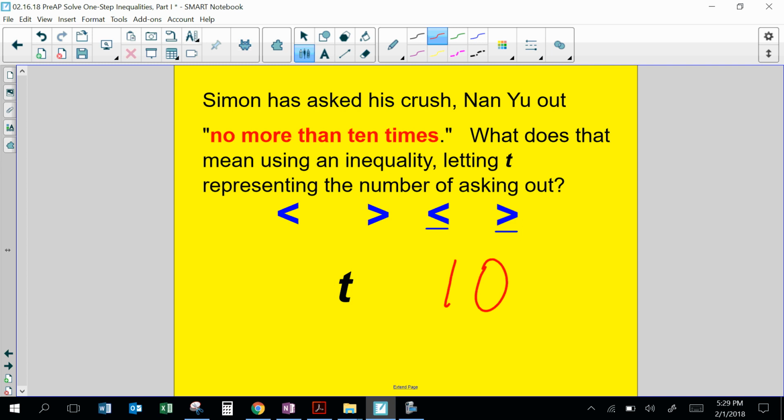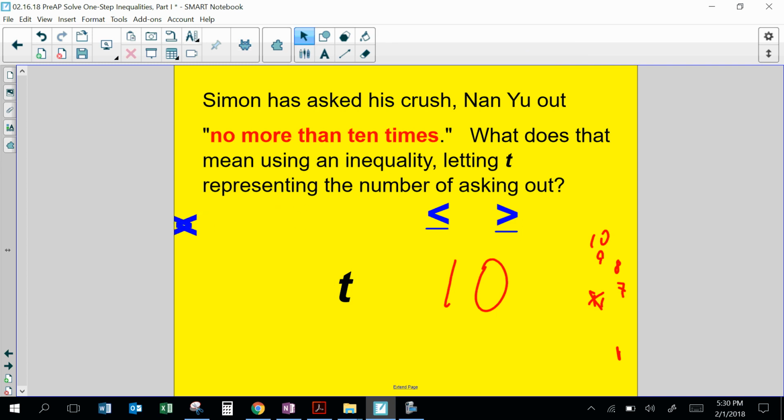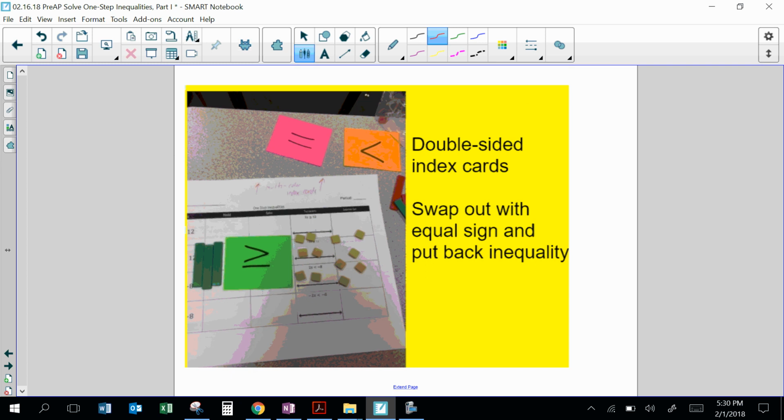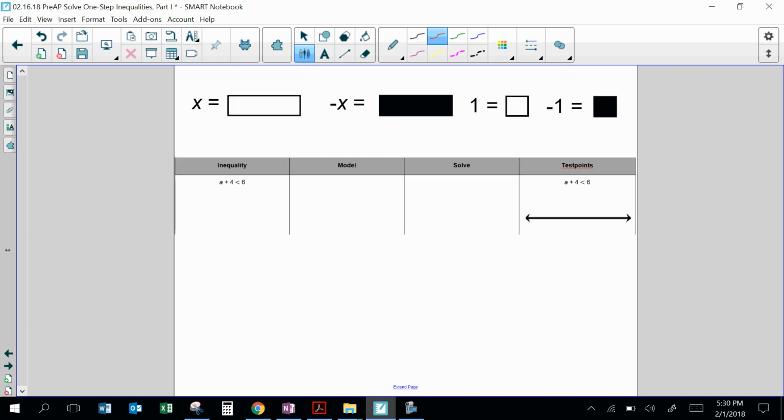So let's think. Is it okay to ask 10 times? Yes. Not more than 10. What about 9? Is that okay? Is 11 acceptable? No, because it cannot be more than, no more than 10 times. So it seems like it has to be numbers that could be 10, 9, 8, or less, all the way to 1. So which one shows equal to 10? So I know it can't be these two, but lesser. Is this lesser? Let's see. I'm pretending I'm in elementary school. This side is lesser than this side. T, so number of times is less than or equal to 10. That is our inequality.